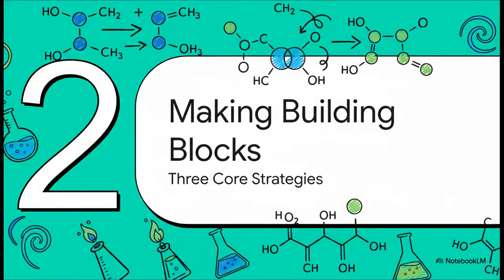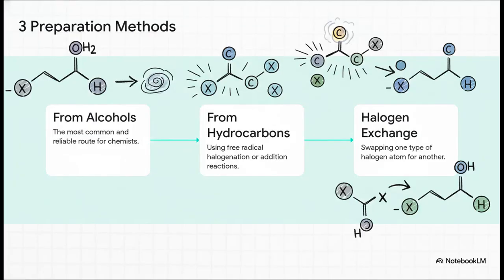Okay, so we know what they are, and we know how to classify them. But how do chemists actually make these things in a lab? Well, it pretty much boils down to 3 main strategies. So the 3 big pathways are, you can start with alcohols, you can start with plain old hydrocarbons, or you can do something called a halogen exchange, which is pretty much what it sounds like. You just swap one type of halogen for another. Now, out of all of these, that first one, starting from alcohols, that's one of the most common and honestly most reliable tools in a chemist's arsenal.